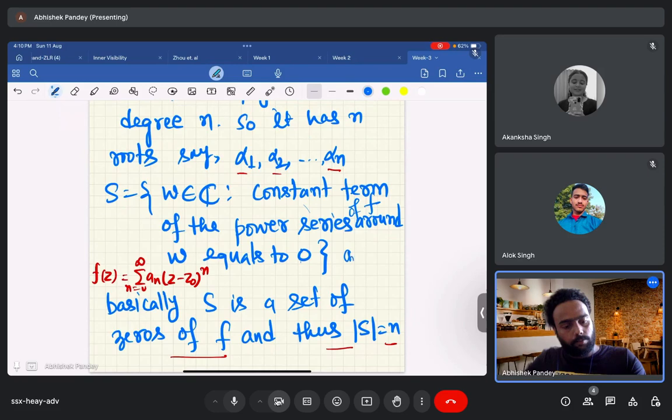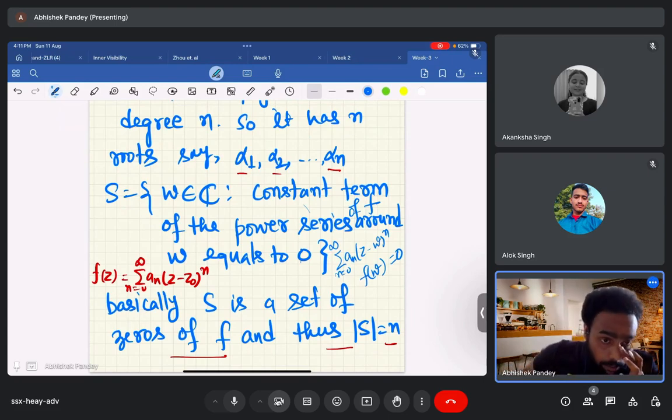Basically, sum of an times z minus w to the power n. What would be the constant term? F of w, isn't it? F of w is the constant term, yes, which is 0. So the set S is what? The number of zeros of the polynomial f, isn't it?